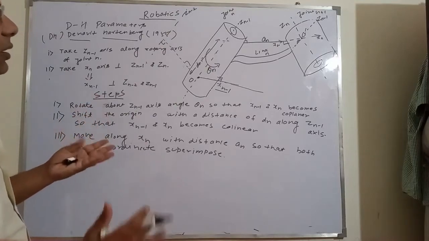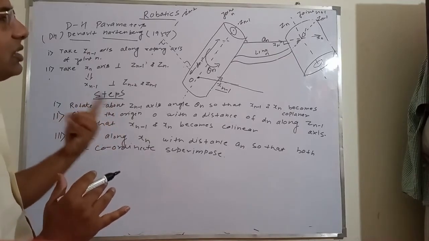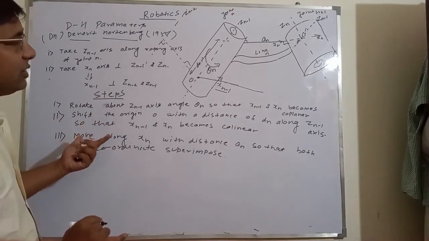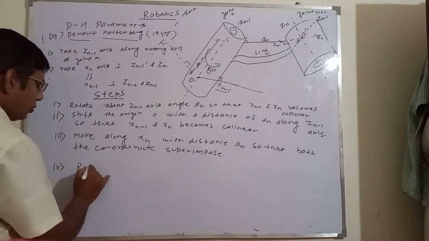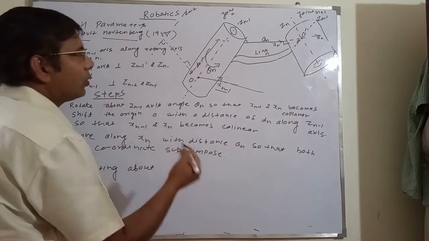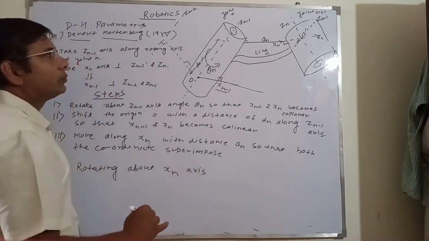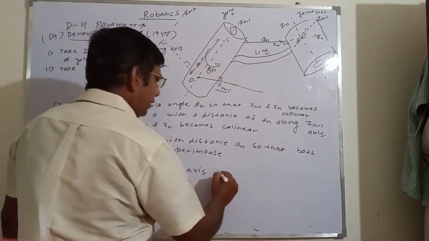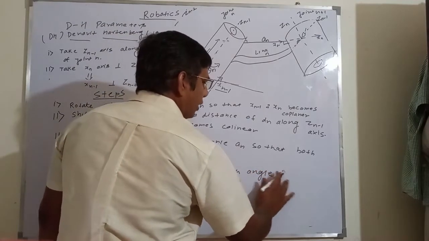So for superimposing one frame on the other, one more step we have to do, and that is rotating about the xn axis with angle alpha n.